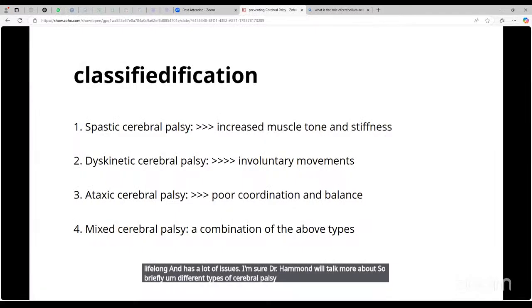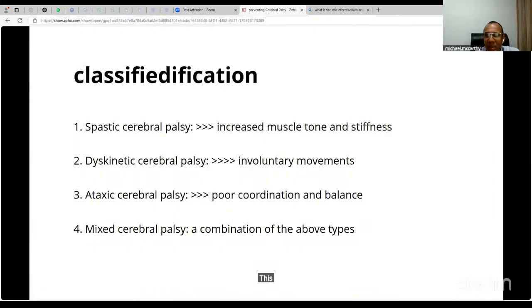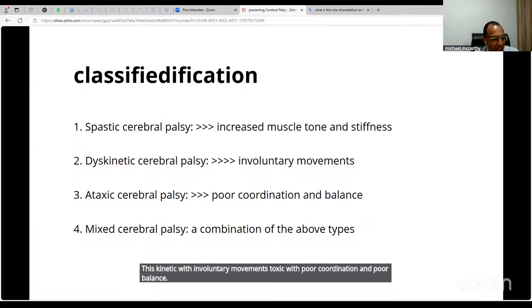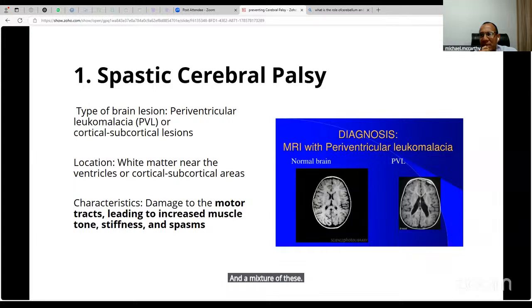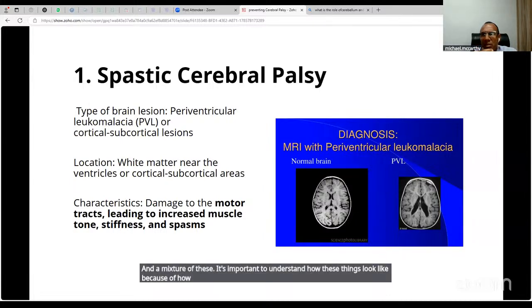Spastic with increased muscle tone and stiffness, dyskinetic with involuntary movements, ataxic with poor coordination and poor balance, and a mixture of these. It's important to understand how these look because of how the initial insult or injury or malformation comes about.